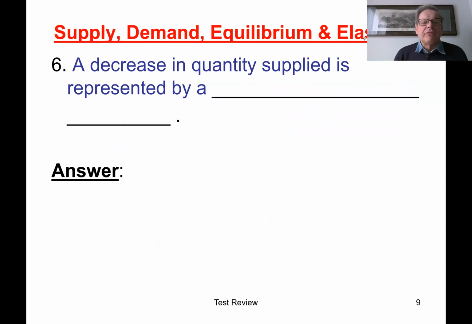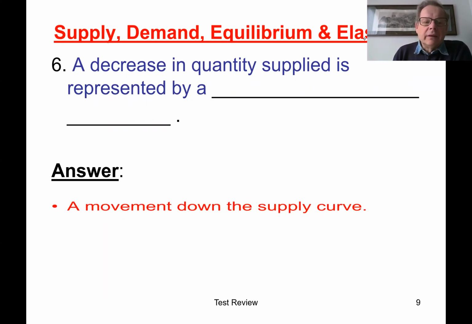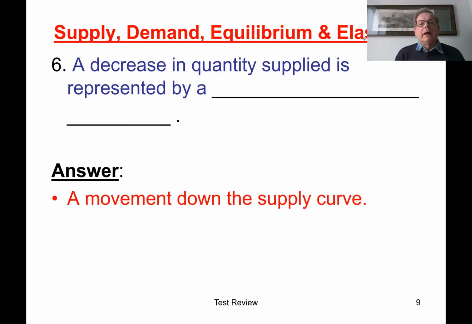Question number 6 is a fill in the blank. A decrease in quantity supplied is represented by a blank. Well, hopefully you got your answer there. It is a movement down the supply curve. If you got something in that ballpark, give yourself full marks.